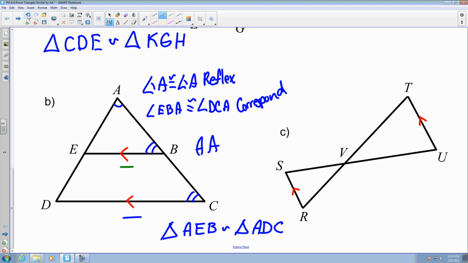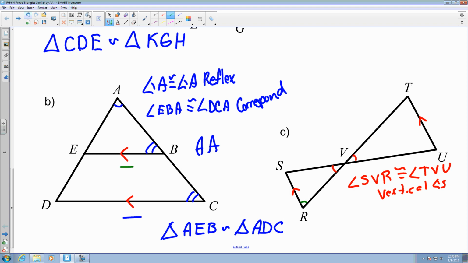Looking at example C, another thing is SR is parallel to TU. That is going to help us. They don't have any angles for us, but we know that these two angles are going to be congruent because I know that angle SVR is congruent to angle TVU because of vertical angles. All right, so vertical angles. Then you just get to pick.